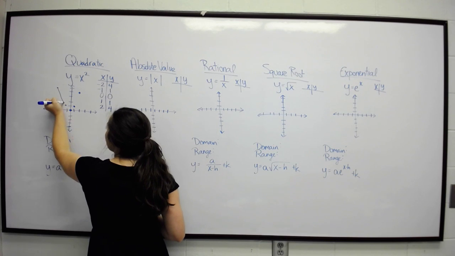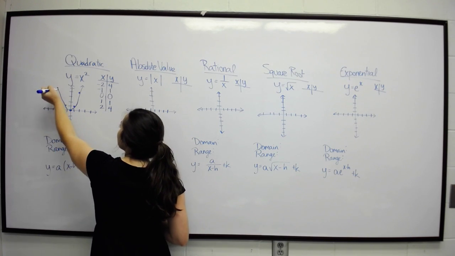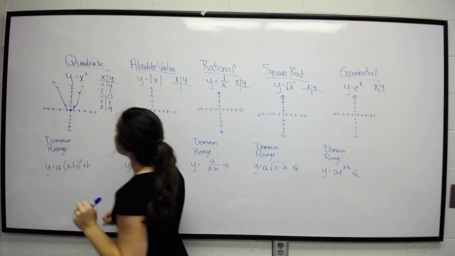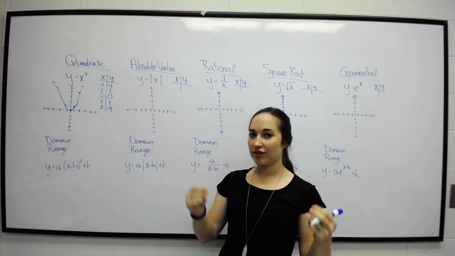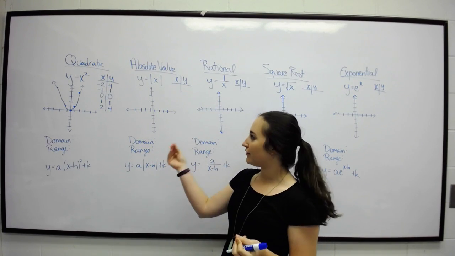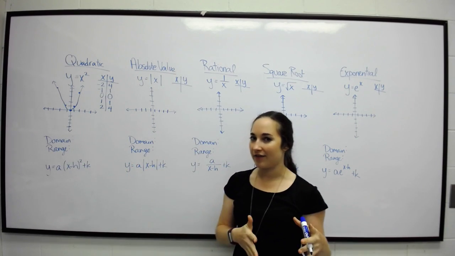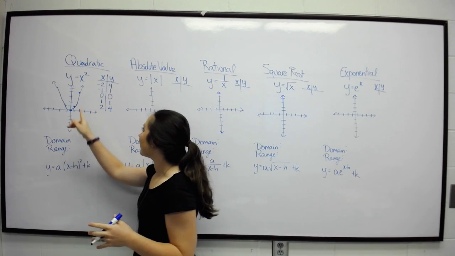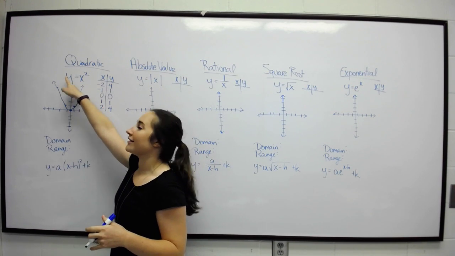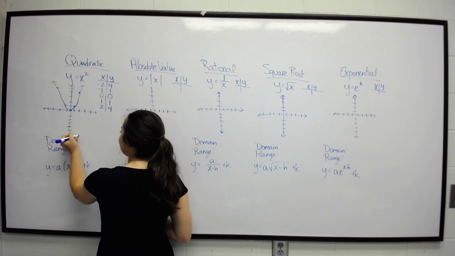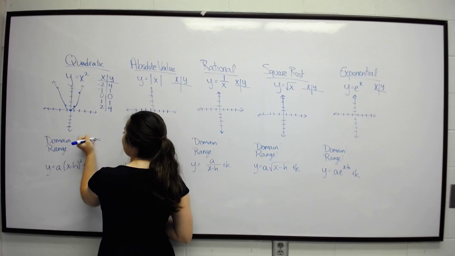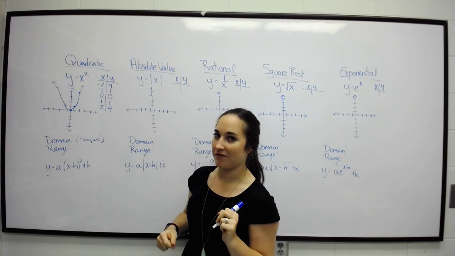And I'm going to connect these. Excuse my drawings, they're not the best. And we have our basic shape of our parent function for quadratic. The domain, remember, is the set of x values. So it looks like here I can plug in any x value and I'll get a real y value. So the domain is -infinity to +infinity.